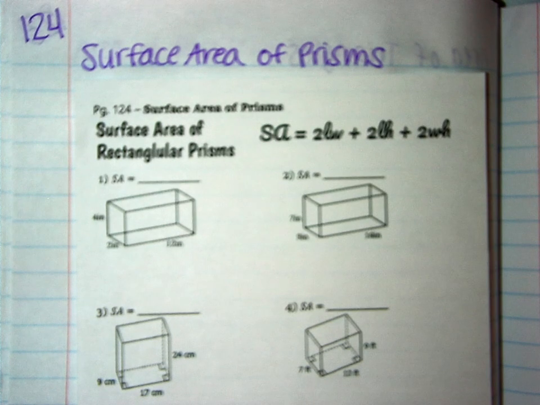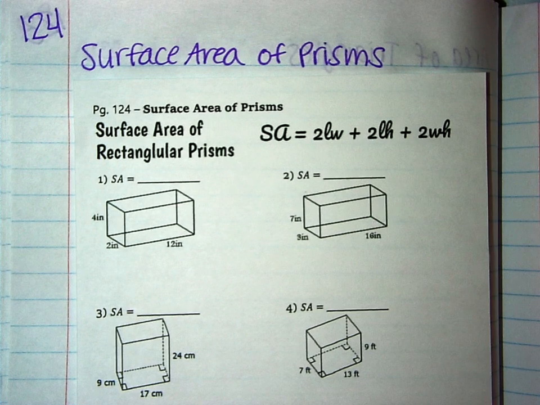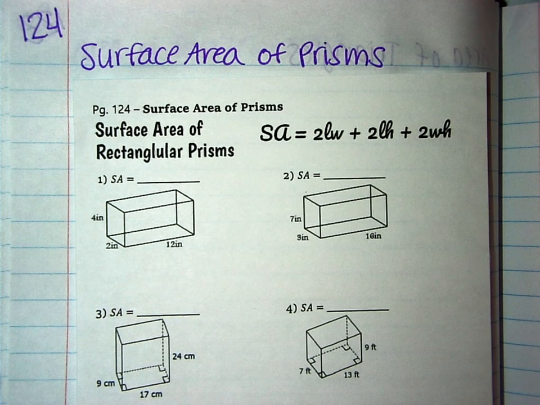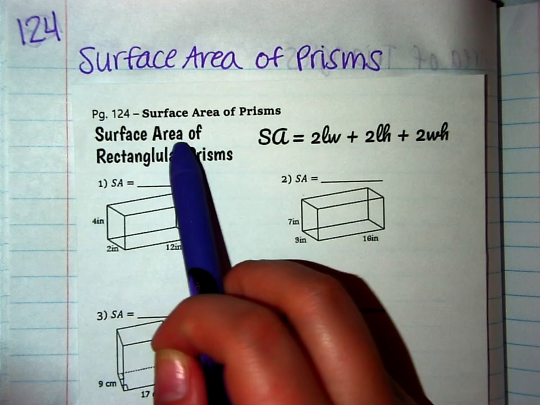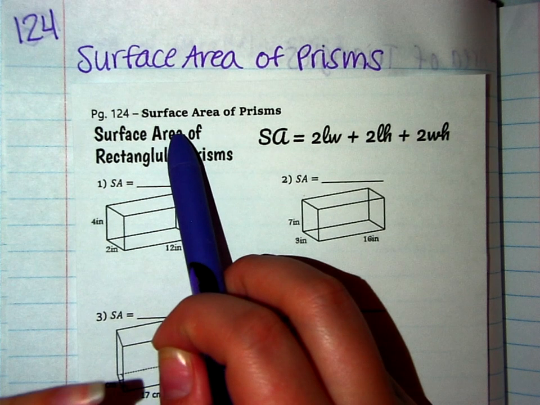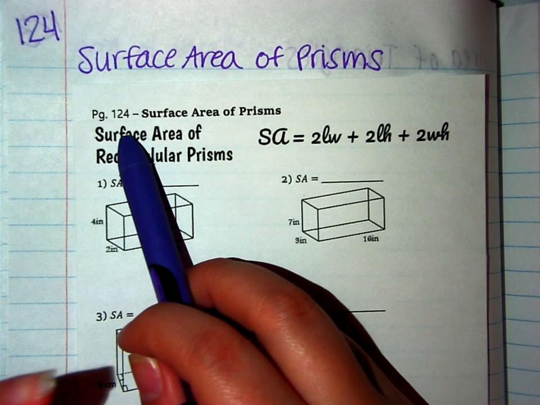Okay, page 124 is on the surface area of prisms. So I'm sure you've heard of a prism before. There's rectangular prisms and there's triangular prisms. There's all sorts of prisms, but those are the two that we will focus on. So surface area is the area of the surfaces, okay?